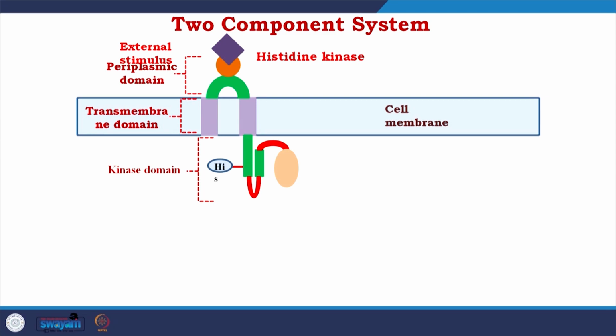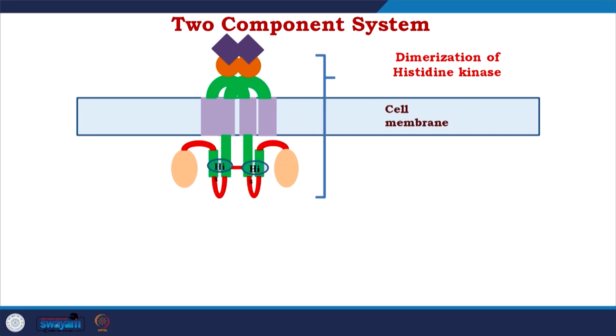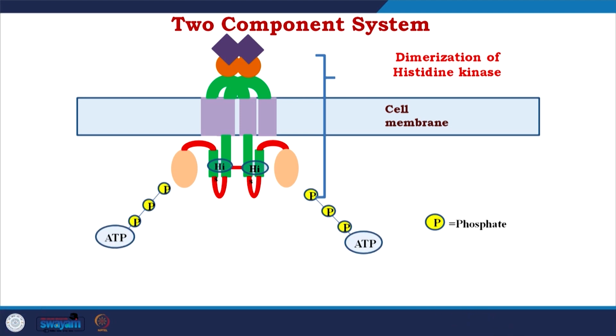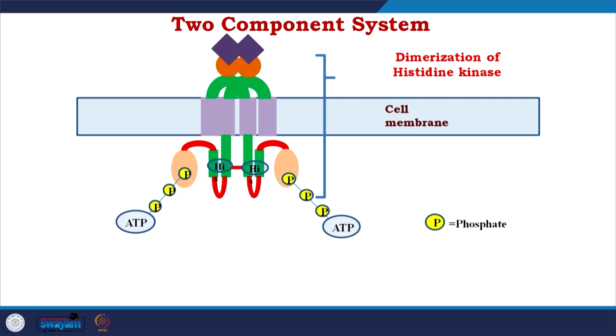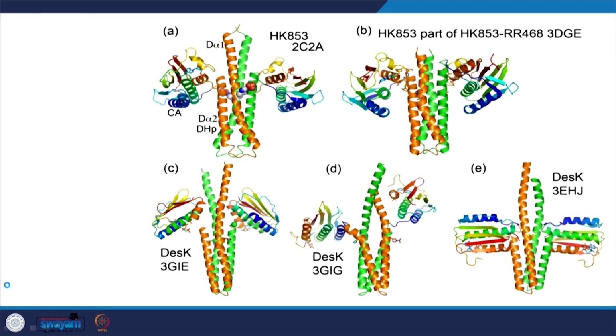Whenever this external stimulus binds to the protein histidine kinase, this histidine kinase dimerizes, and this dimerization helps them bind an ATP molecule. When the ATP molecule binds, they autophosphorylate on the histidine. And then I will talk about the further incidences, but let us take a look at the high resolution structure of these histidine kinases.